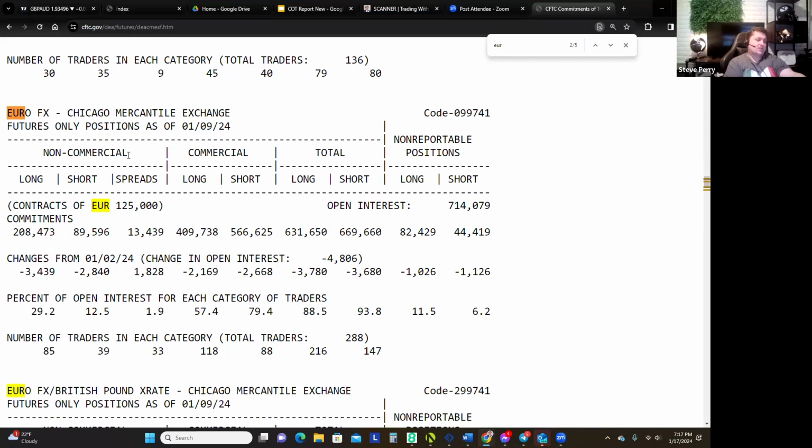But the difference is the commercial side is usually the much bigger side of the market, right? If you look at this, you can see the amount of long contracts that are tied to commercial, and over here the number of long contracts tied to non-commercial. We have nearly double the amount of long positions on commercial, as you can see, than we do on non-commercial. Why is that important?